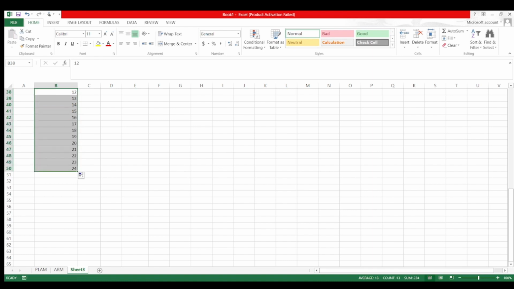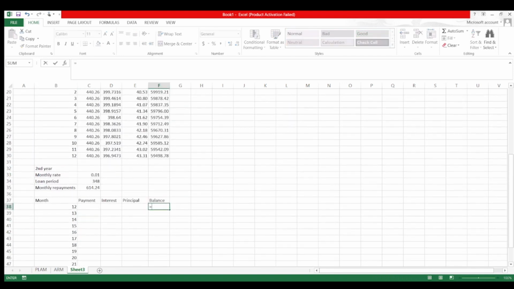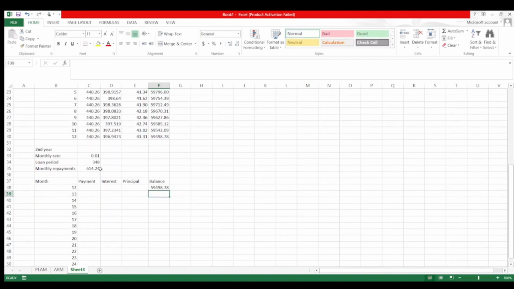Which goes all the way up to the 24th month, since we need to have a total of 12 months. So opening balance here will be equal to this. Our repayments will be equal to this amount.